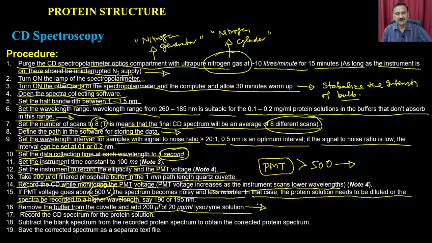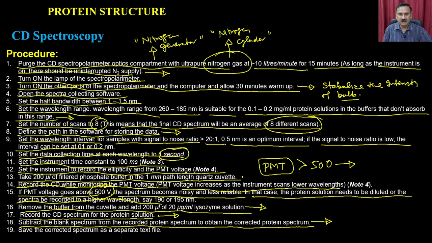Remember that in the previous step we discussed how to prepare the lysozyme solutions. Then you record the CD spectra for the protein solutions. Subtract the blank spectra from the recorded protein spectra to obtain the corrected protein spectra.